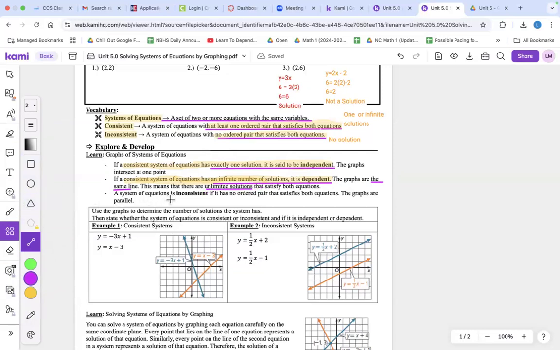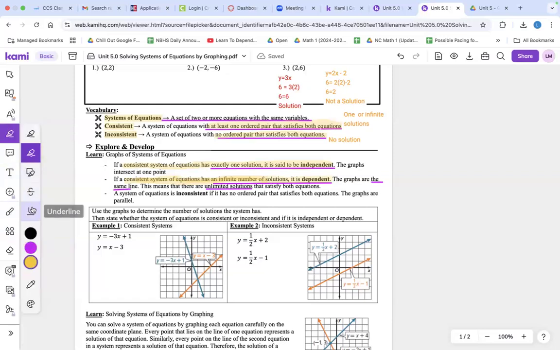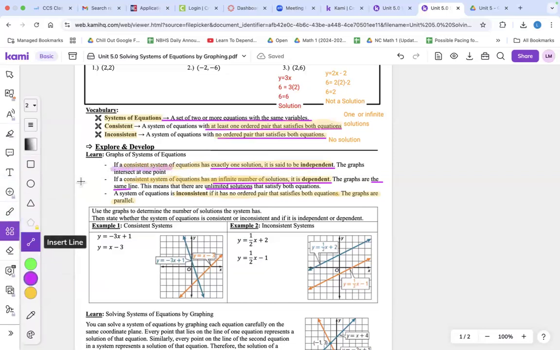All right, next is a system of equations is inconsistent if it has no ordered pair that satisfies both. The graphs are parallel. We've seen those today, so let's highlight it. All right, so now we've got some new words here. I need you to pay attention to those words. The key that I need you to understand, and let's do another underlining and circling, is this is consistent.